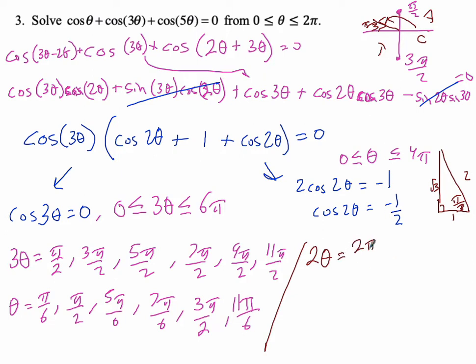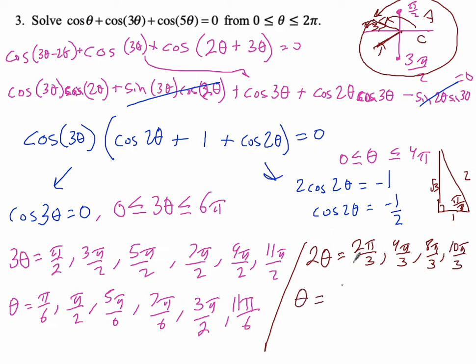So 2 theta equals 2 pi over 3. Then this angle here is 4 pi over 3. And we're going to have two more answers, because this pi over 3 you can go around 2 pi radians, so you can add 2 pi to both these answers, right? So 2 pi is the same as 6 pi over 3. So that becomes 8 pi over 3. And this one's 10 pi over 3.